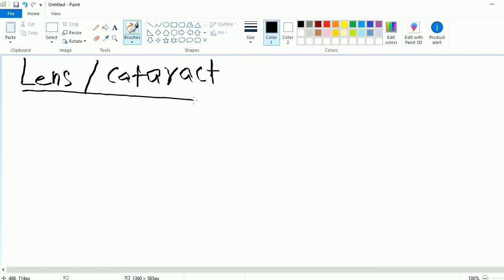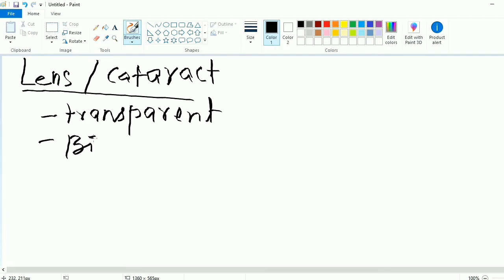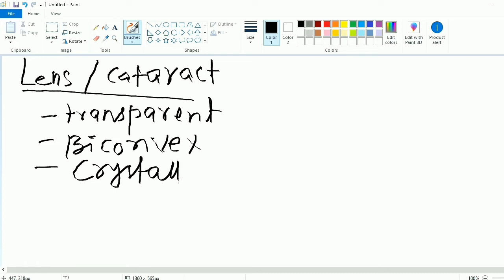So the lens is biconvex, transparent and crystalline in appearance. It develops from surface ectoderm during the third week of gestation and continues to grow throughout life.